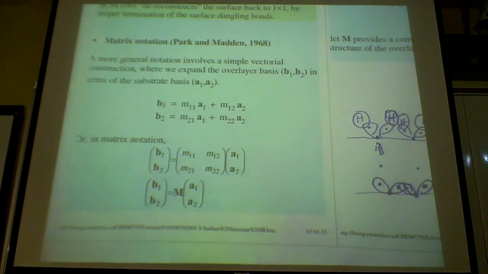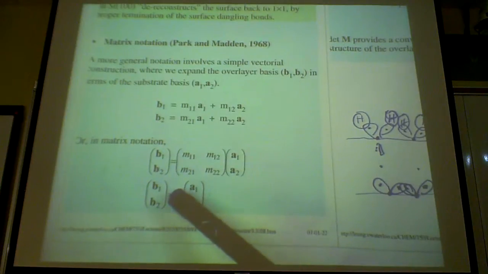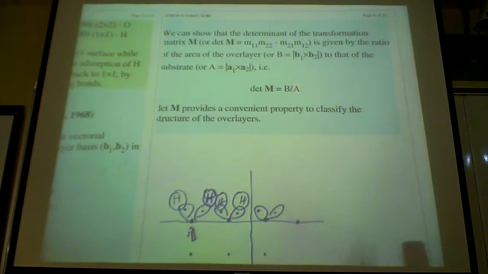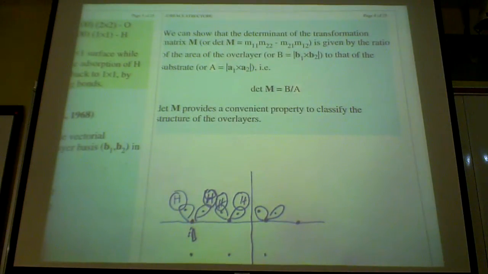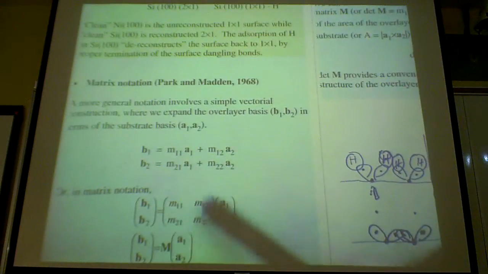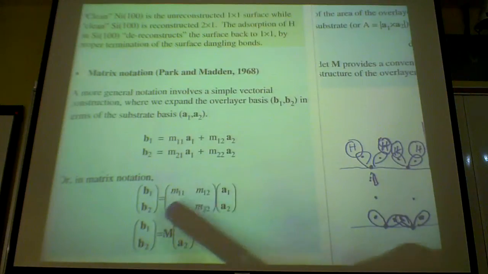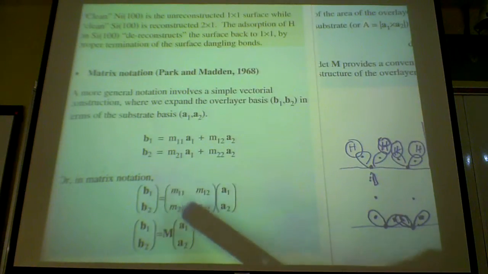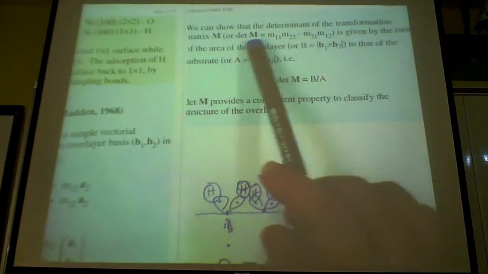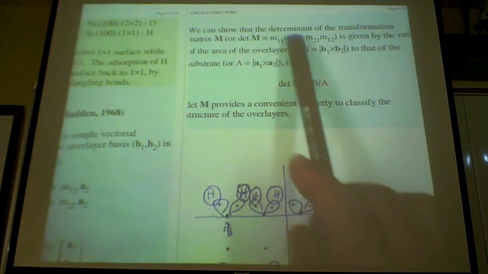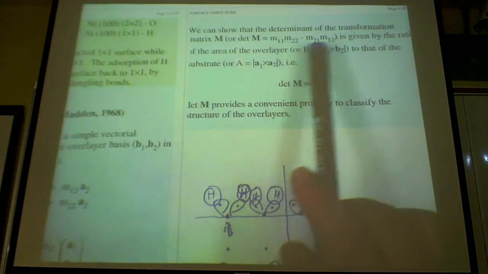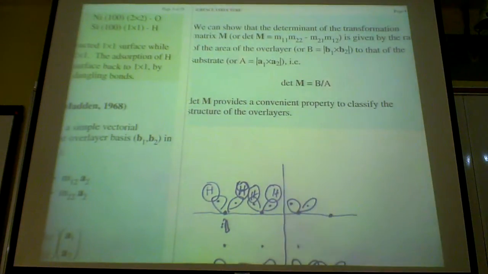So that's how we use it. In the matrix notation, you just give this transformation matrix from your substrate basis vectors into your overlayer basis vectors. And you can classify based on this matrix, particularly based on the determinant of this matrix. So the determinant of a 2x2 matrix is very simple. It's just the difference of the cross products. So this is a cross on this diagonal and this diagonal. The matrix determinant is just the difference, right? This is a diagonal product minus the other diagonal product. That would be the determinant of the 2x2 matrix.